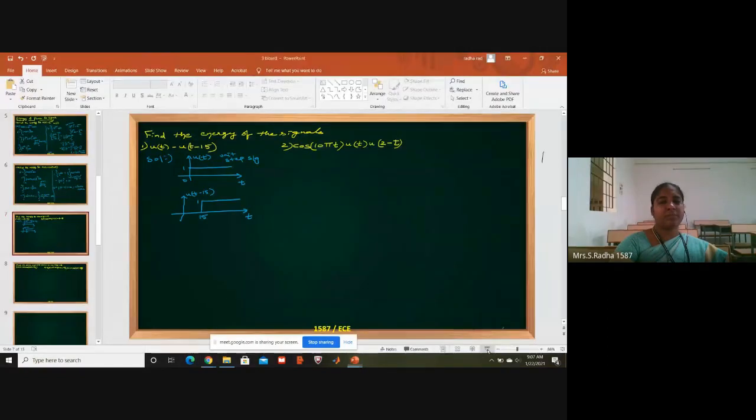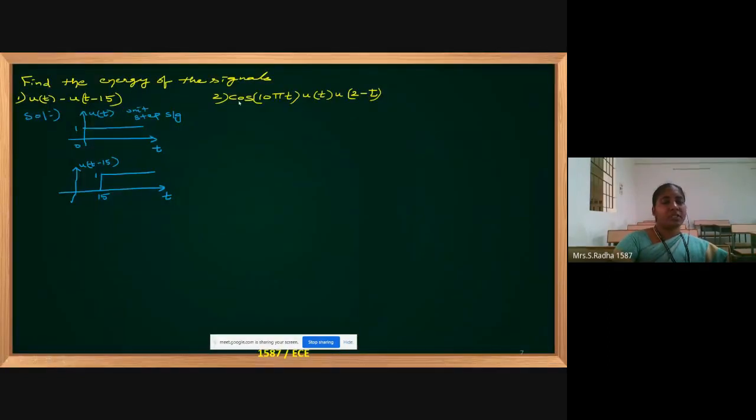The step signal. We are finding energy for the signals. So u of t, this is the diagram for u of t, and u of t minus 15, this is the diagram for u of t minus 15, with its origin shifted. Now the given diagram is the first one minus the second one. For the given question, it is u of t minus u of t minus 15. So subtract the second signal from the first signal, and the final diagram will be of this fashion.